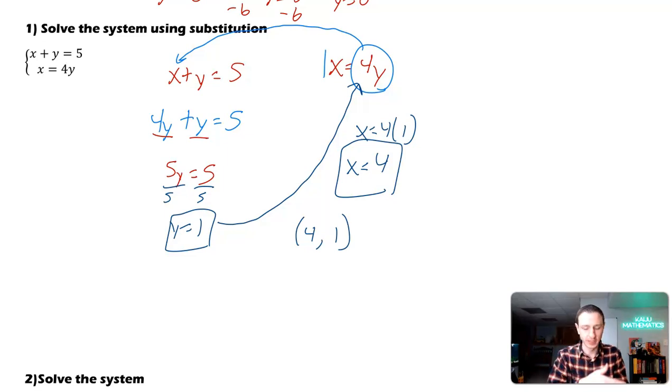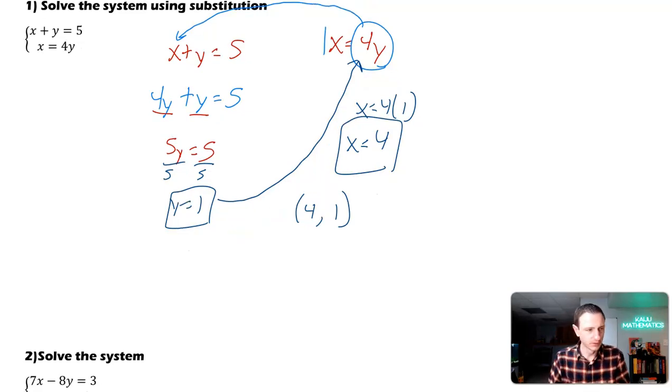Just like when you looked at graphing, you have two equations, they cross paths at a certain point, that's the ordered pair. So that's what happens here with substitution. We're just not graphing. We're just doing the substitution here. Let's take a look at another one.